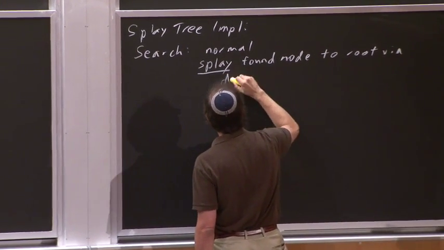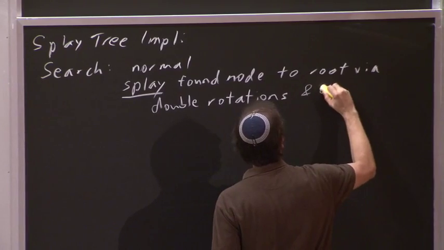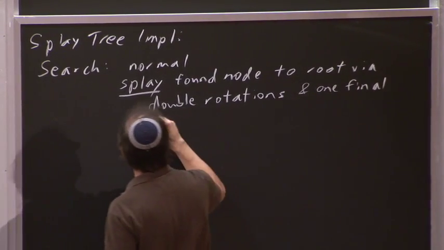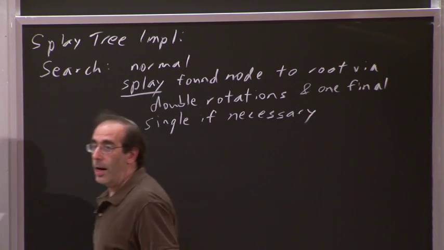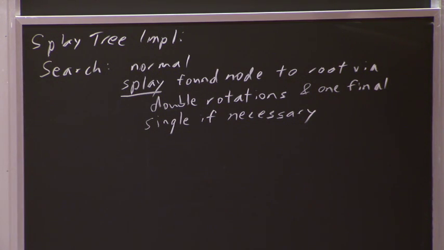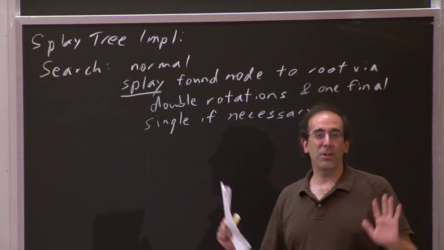via double rotations. And one final single rotation if necessary. And that's the entire splay tree algorithm, complete with its balancing algorithm. Okay? So there's no state, there are no bits in the nodes or anything like that to keep track of the balance of the tree. It's just that every time you do a search, the node that you found gets dragged all the way up to the root through this series of double rotations, and that's it. And the claim that we're going to spend the rest of the lecture proving is that the result is as if your search tree were balanced.